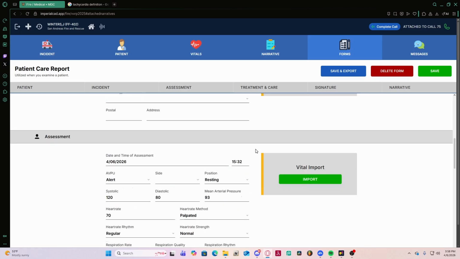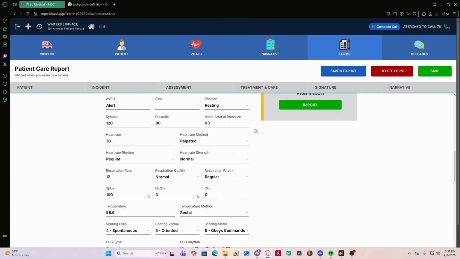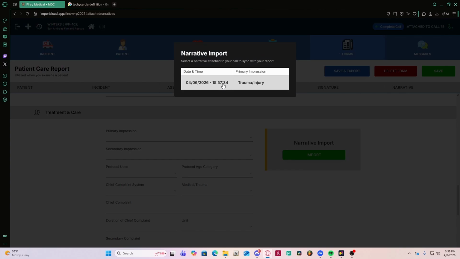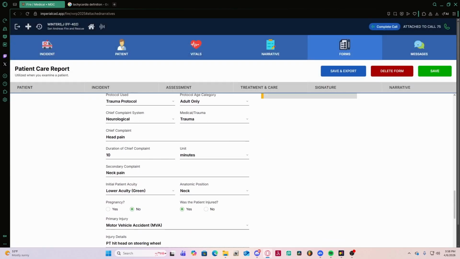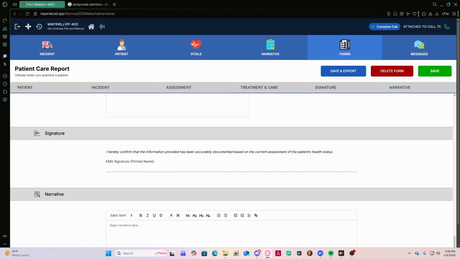Go up. Oh, up. Put the other one. Incident report. Like that. There you go. Oh, perfect. Cool. It puts all the information in for you. Narrative report. Import that. And you click on the one that you just did. Cool. Great. Fantastic. You put your name.